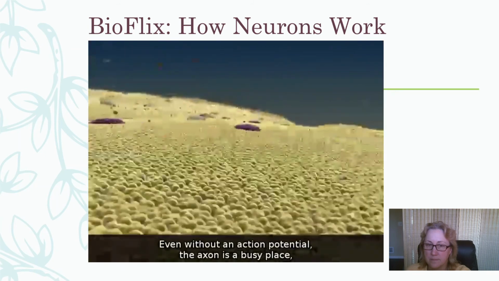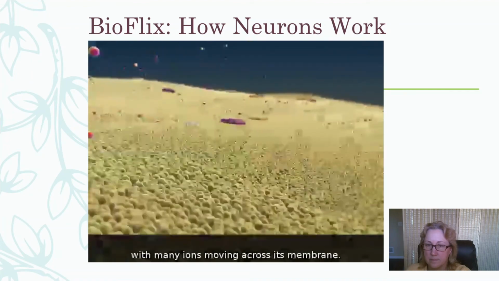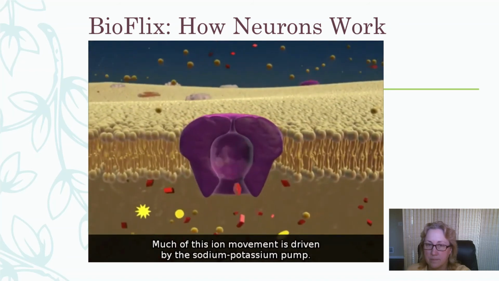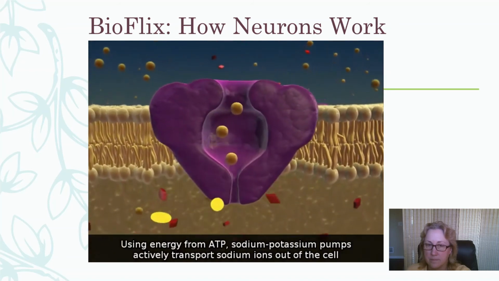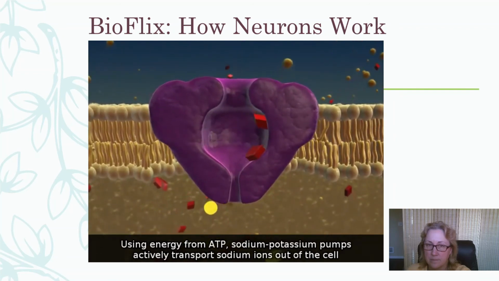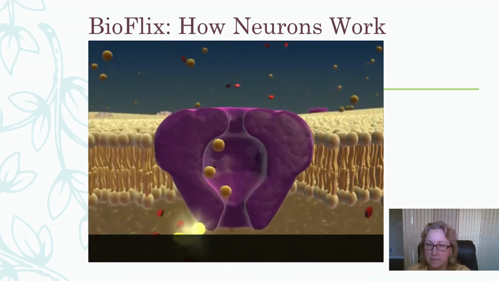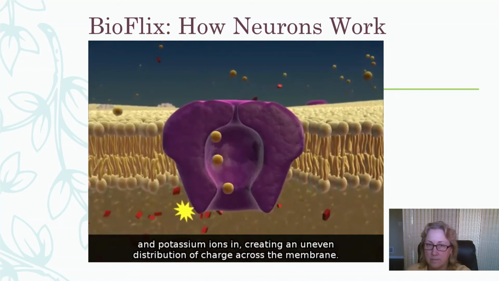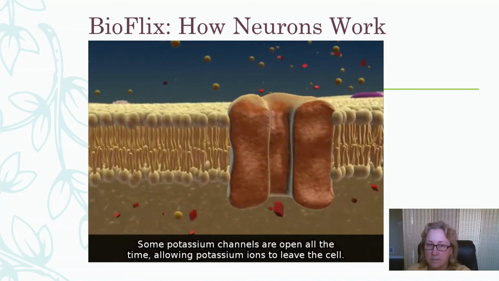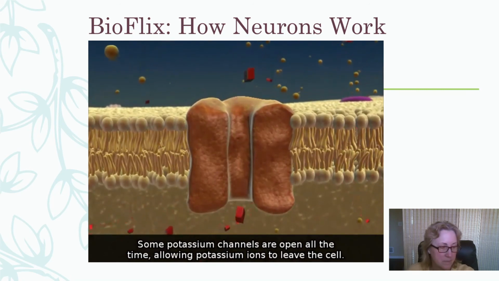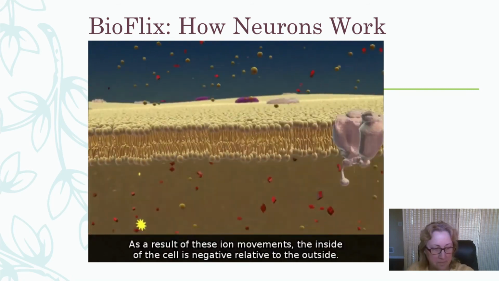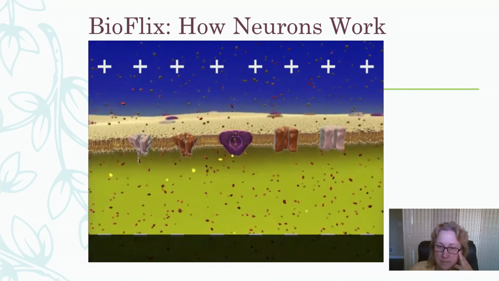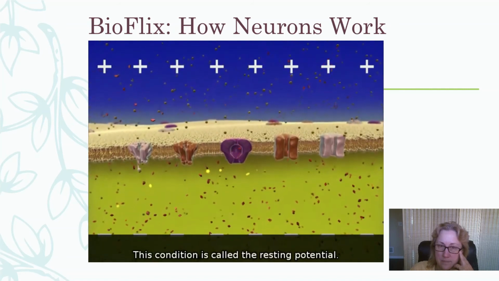Even without an action potential, the axon is a busy place with many ions moving across its membrane. Much of this ion movement is driven by the sodium-potassium pump. Using energy from ATP, sodium-potassium pumps actively transport sodium ions out of the cell and potassium ions in, creating an uneven distribution of charge across the membrane. Some potassium channels are open all the time, allowing potassium ions to leave the cell. As a result of these ion movements, the inside of the cell is negative relative to the outside. This condition is called the resting potential.